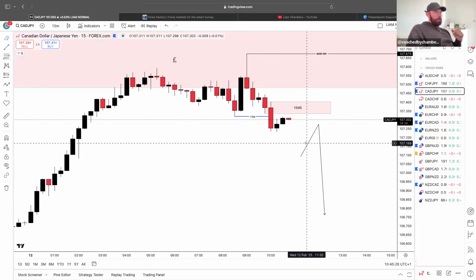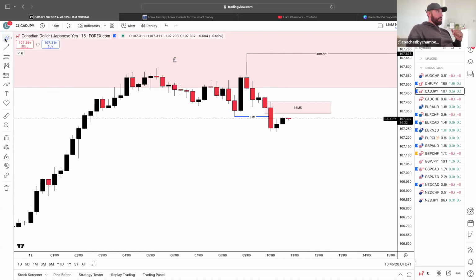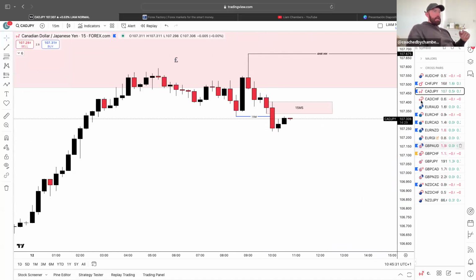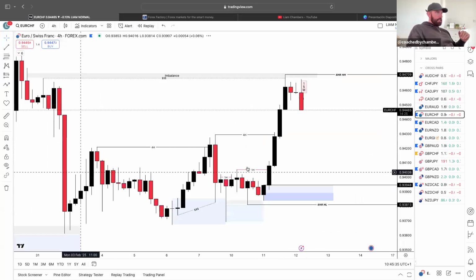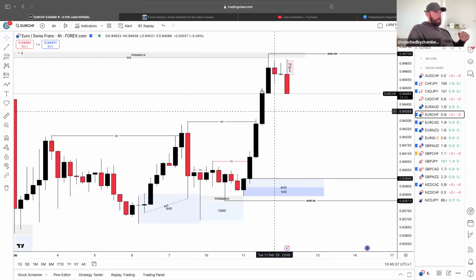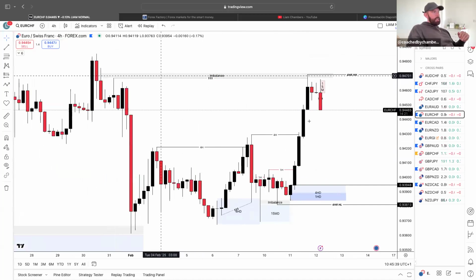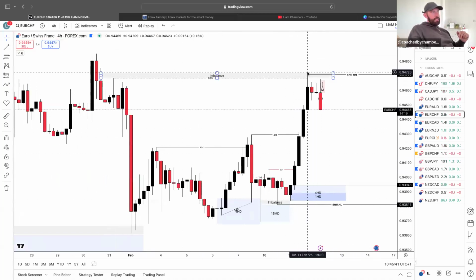But wait, be patient, and obviously make smart decisions. With today being CPI, you know what can happen. Euro CHF, not much is really going on, I don't think. Let's have a look. Same thing. We're reacting out of this imbalance, taking out this liquidity. 4 hour ranges from here to here. I expect the market to rebalance this.